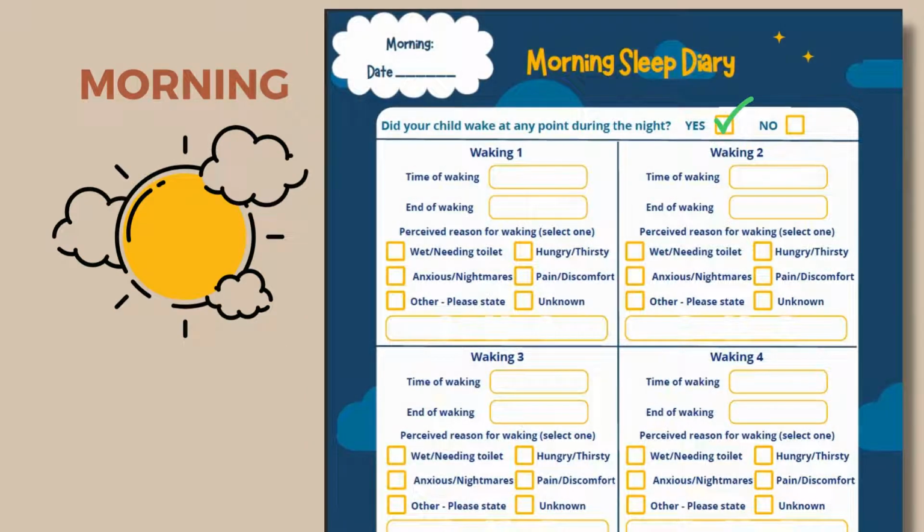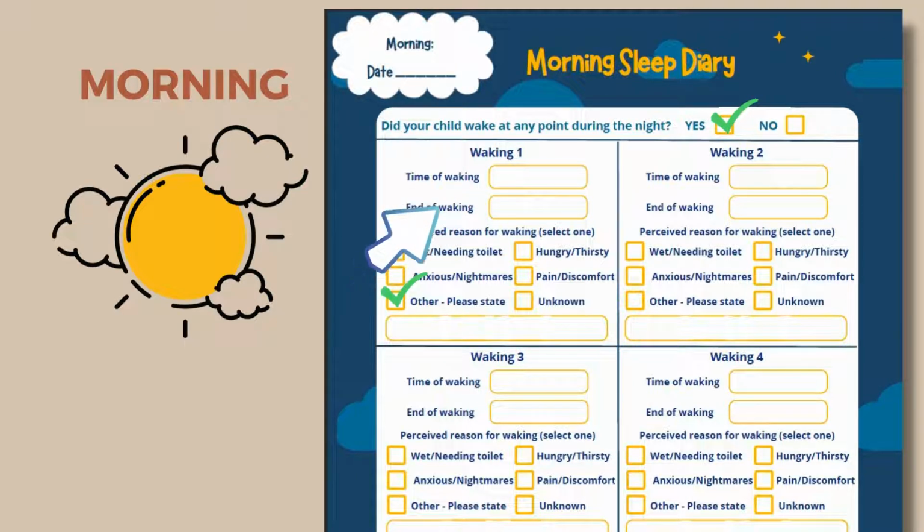If your child woke up at any time, indicate yes to the question, did your child wake at any point during the night? We ask you to do your best to indicate why your child might have woken up. If you're unsure why your child woke, please tick unknown. If the reason is not listed, then tick other.